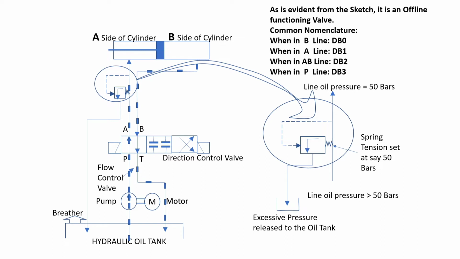position of the valve solenoid, when the oil goes into the A side of the cylinder, as you can see in the sketch, the excessive pressure, which is sufficient to move the spring inside the valve, makes the excessive pressure hydraulic oil go back to the hydraulic tank. We'll see the functioning.